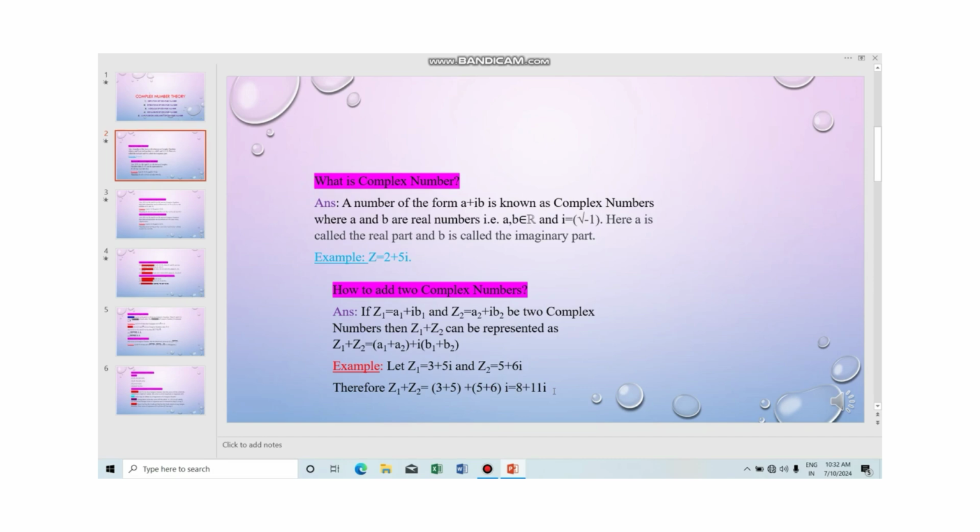So, it is very clear that while we add two complex numbers, the real part of the first complex number is added to the real part of the second complex number, and the imaginary part will also be added respectively.